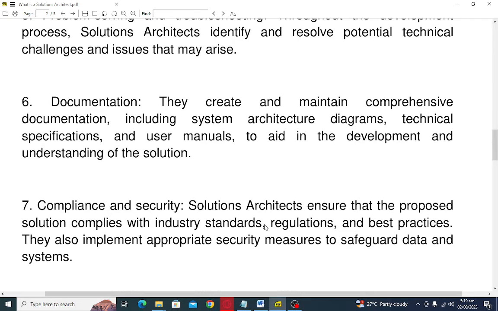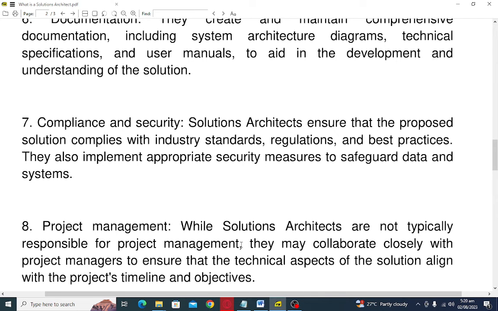Number six, documentation. They create and maintain comprehensive documentation including system architecture diagrams, technical specifications, and user manuals to aid in the development and understanding of the solution. Number seven, compliance and security. Solutions architects ensure that the proposed solution complies with industry standards, regulations, and best practices. They also implement appropriate security measures to safeguard data and systems.